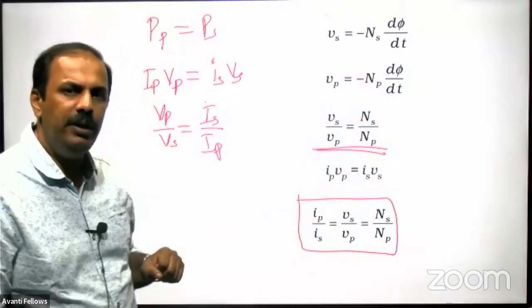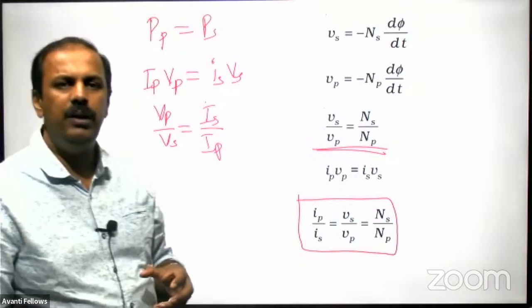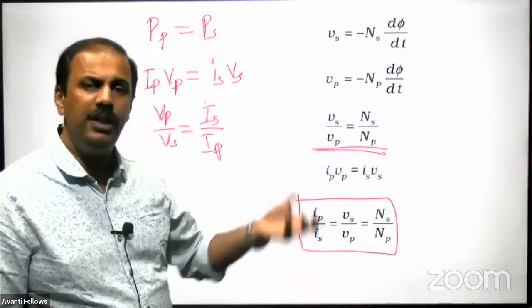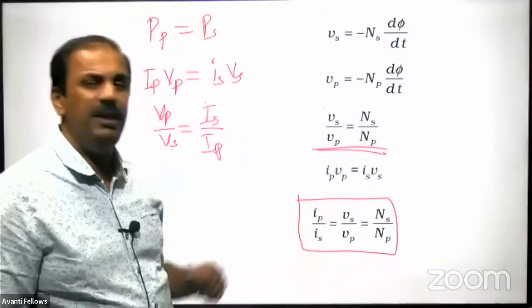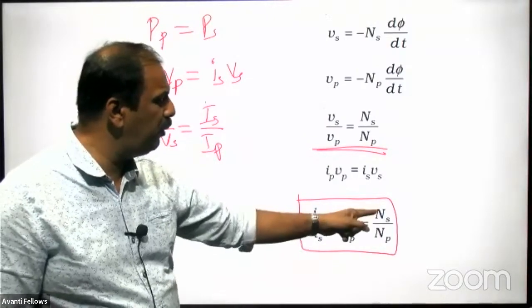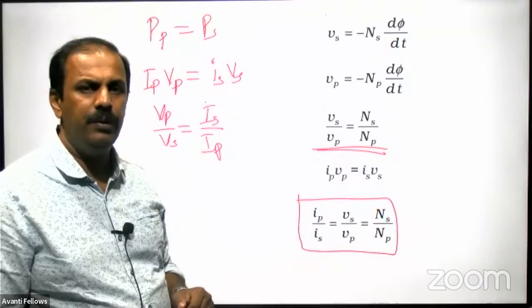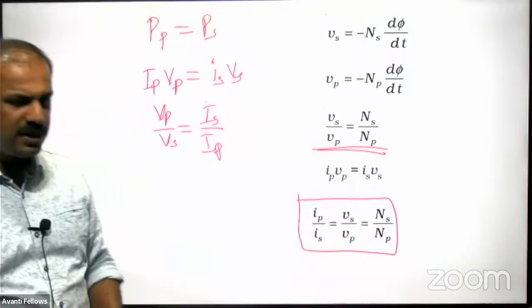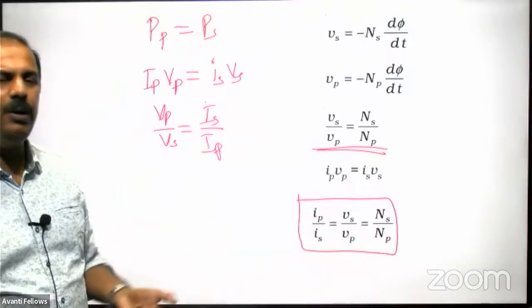So once more I will tell you, in the case of a transformer, where the voltage is more, there the current will be less. And the number of turns will be more where the voltage is more. So based on this, we can classify these transformers as step-up transformer and step-down transformer.